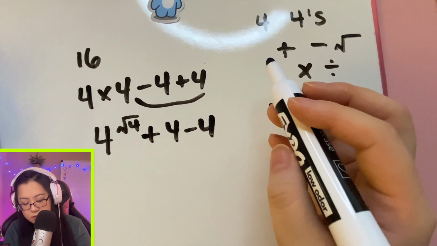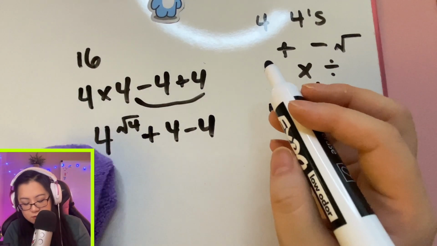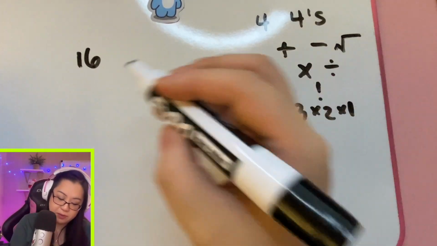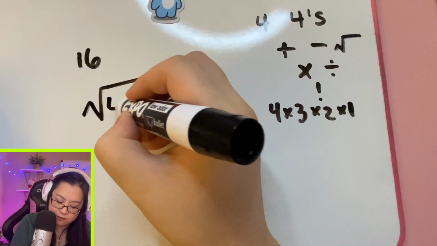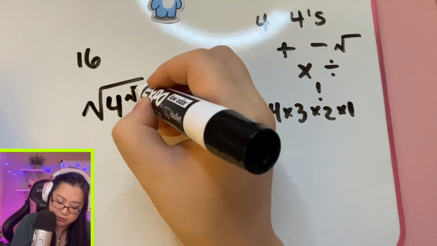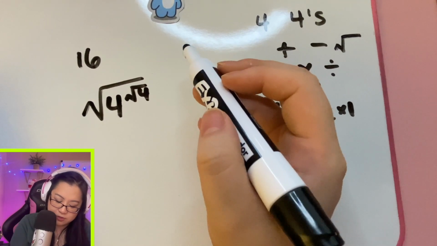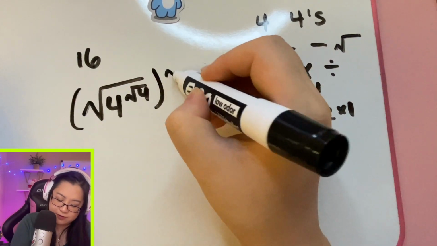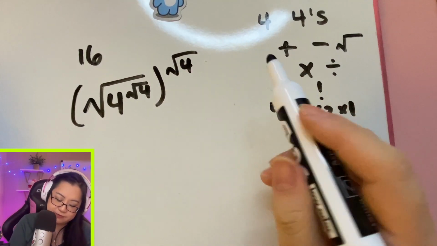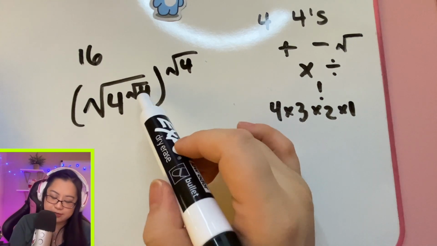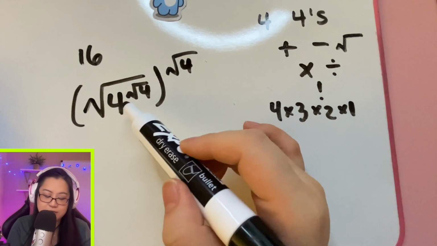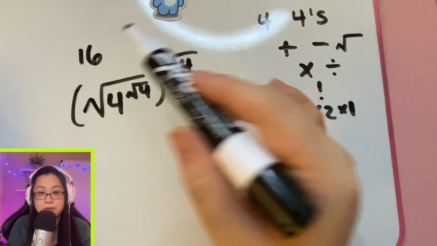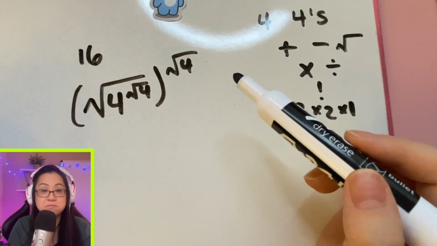You could do, I don't know, something more fun. Maybe the square root of 4 to the square root of 4. Whoa. This is 4 to the square root of 4. How's that for creative? So 4 squared is 16. The square root of 16 is 4. To the power of 2, 4 squared is 16. Pretty good.